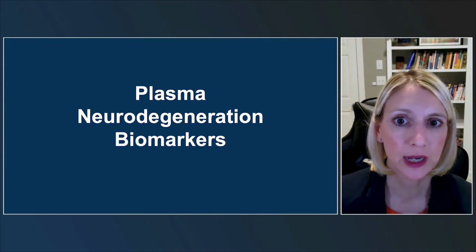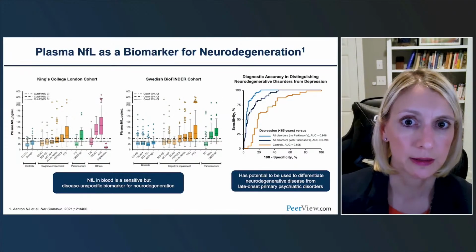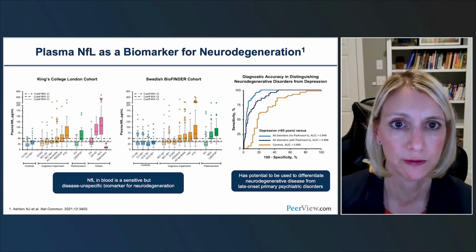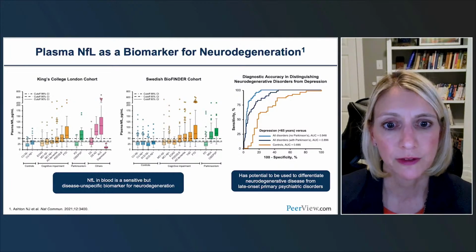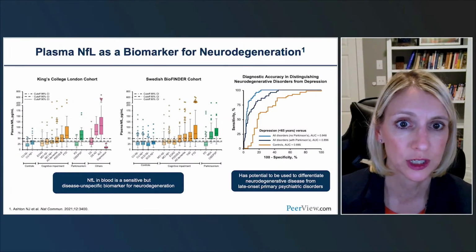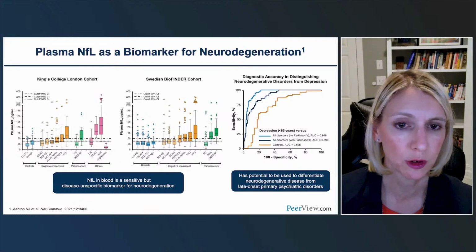So next we'll move on to some of the plasma neurodegeneration biomarkers. And this includes, as I had mentioned previously, and Dr. Sabbagh had talked about, both neurofilament light as well as GFAP. So plasma NFL is a biomarker of neurodegeneration, which is not specific to Alzheimer's disease, as Dr. Sabbagh discussed. And so plasma NFL is more a marker of injury and general neurodegeneration.